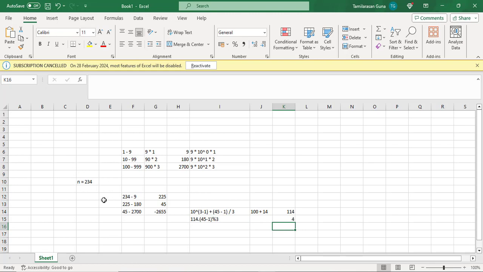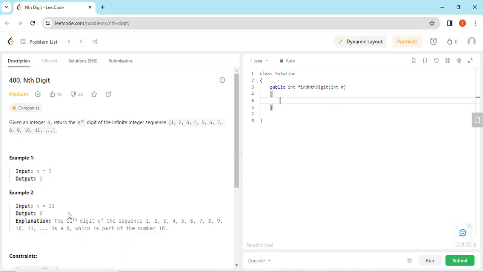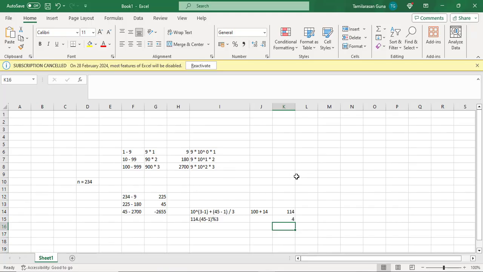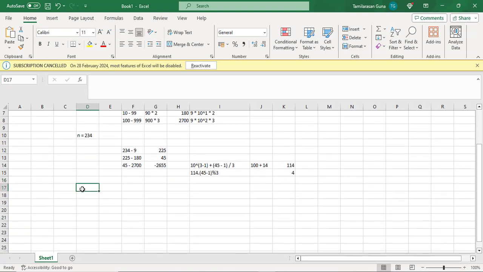So the 234th digit in the sequence from 1 going to infinity is 4. The output is 4. Now let's take one more example, which is given in the question. Here the value of n is equal to 11. Let's repeat the process. I'll take the n value 11, which will be subtracted by the 1-digit numbers, that is 9.